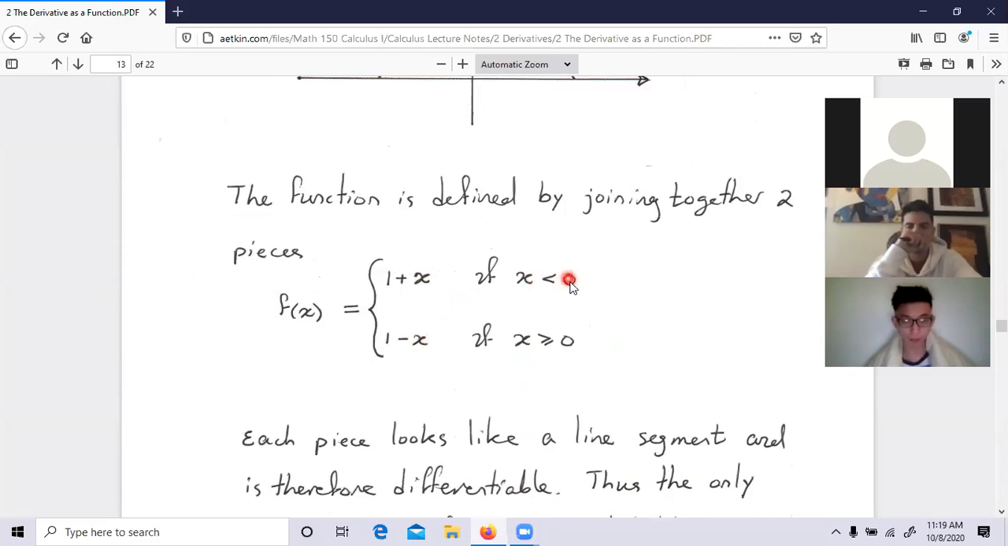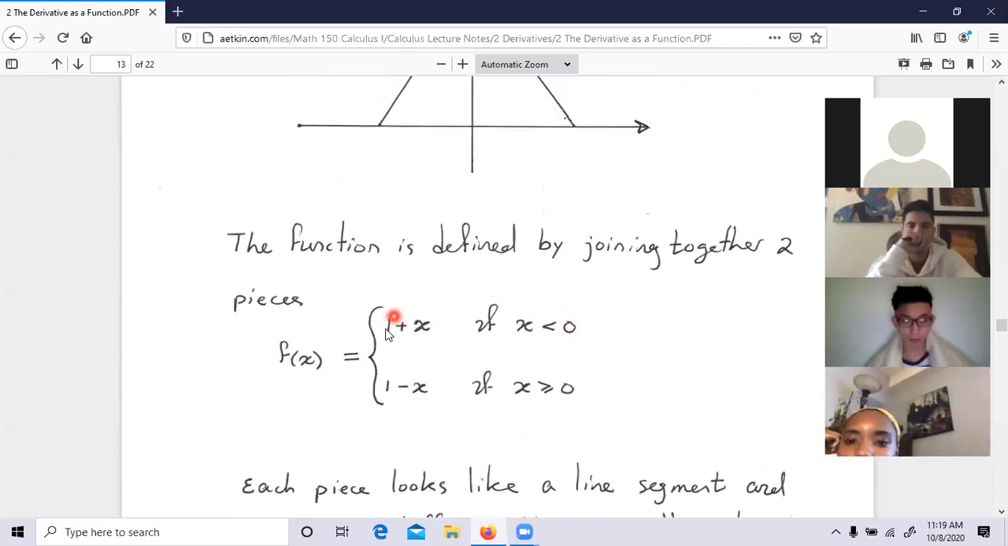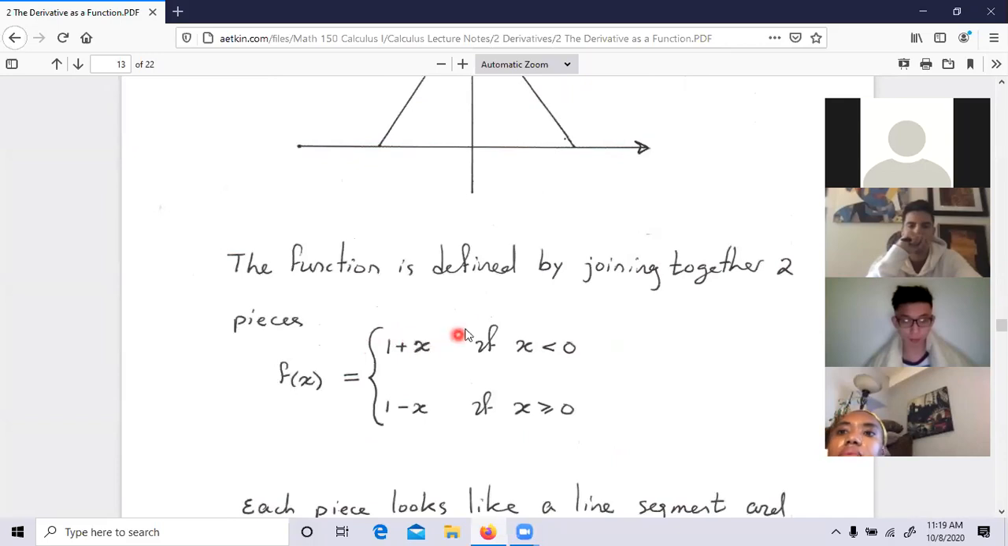Now, if I look to the left of 0, what object is this? 1 plus x is what geometric shape? Write in the comments, talk to me, guys. 1 plus x is what geometric shape? Just 1 plus x alone. Muhammad says a line, and Steven says a line. Yes, this is a line.